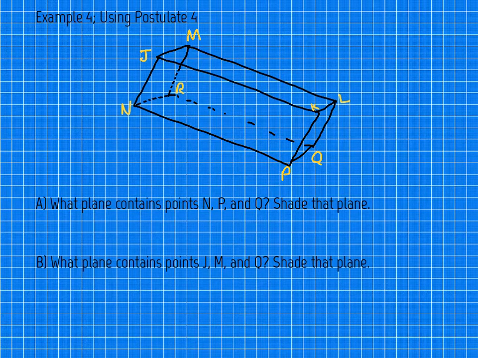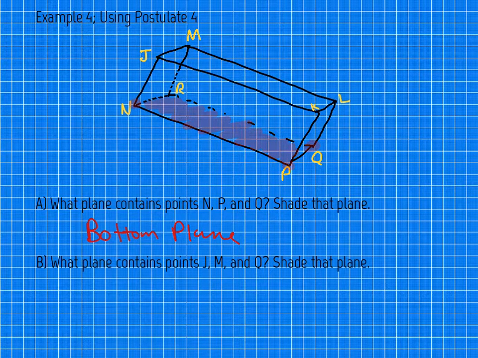For these last examples, we're going to show how to use postulate 4. So don't forget that postulate 4, it says through any three non-collinear points there is exactly one plane. So we're going to be drawing a plane. Okay, so for this first one, what plane contains N, P, and Q? So N, P, and Q are right there. So the plane that it's going to be is the bottom plane. So if I were to shade that plane, it would be right here on the very bottom.